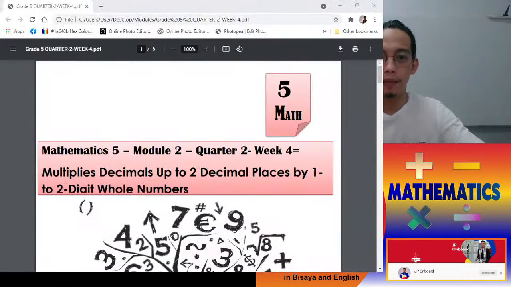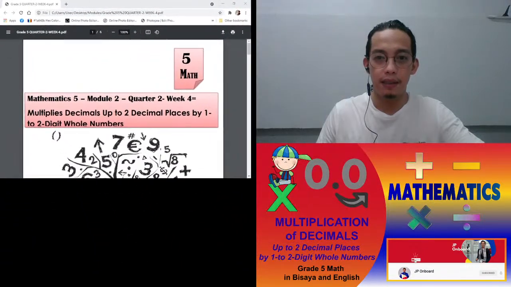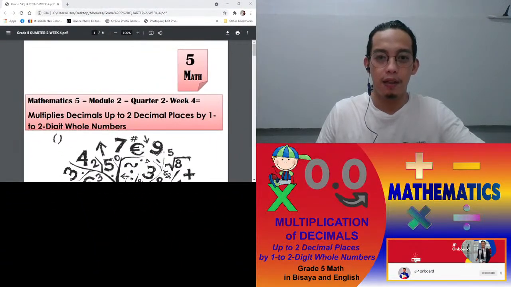Okay, so our lesson today. All right, so let's start. Our lesson today is module number 2, quarter 2, week 4. Multiplies decimals up to two decimal places by one to two digit whole numbers.